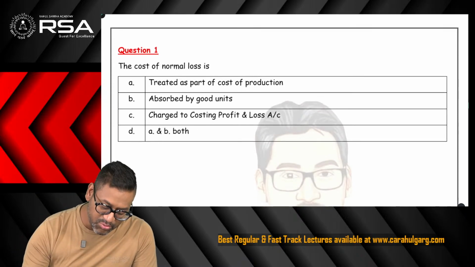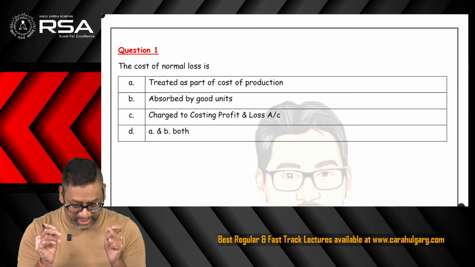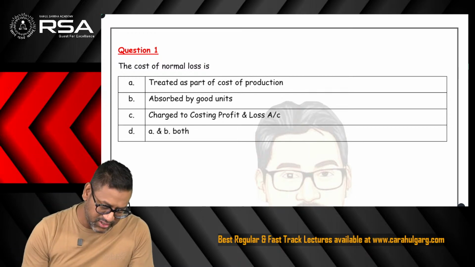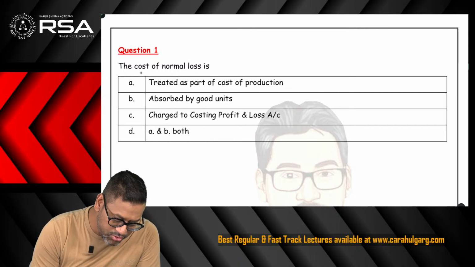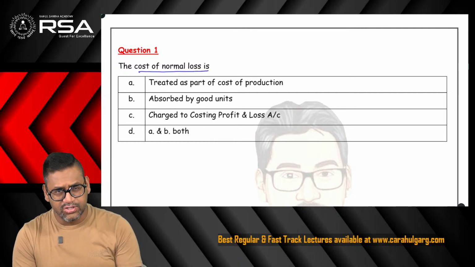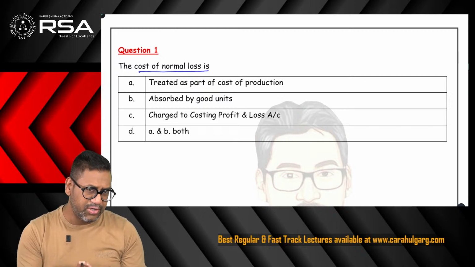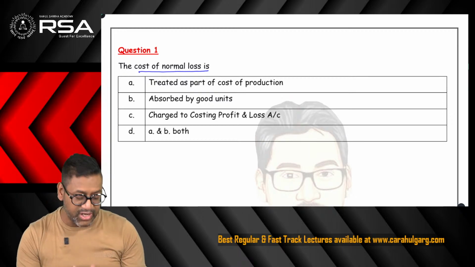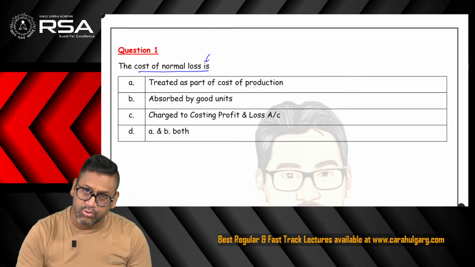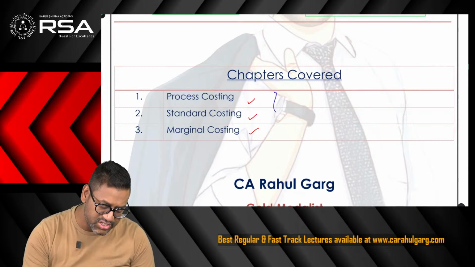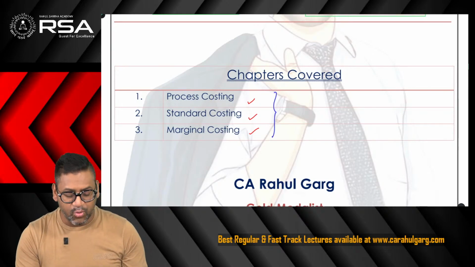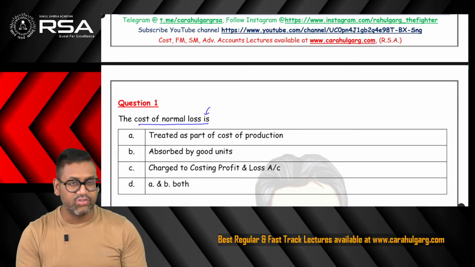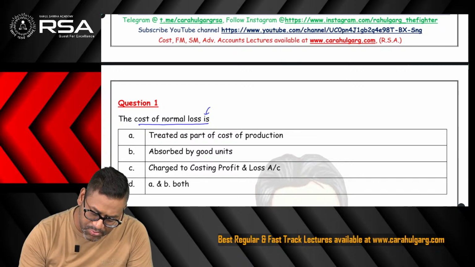Come on, Ji. Question number 1, guys. You should be ready to hit the correct answer, and you can also participate in the chat section by saying the correct answer. It says the cost of normal loss is... Which chapter is it talking about? When you are sitting in the examination, obviously you will not be able to tell first of all which particular chapter it is talking about, but we know that we are talking about these 3 chapters: process, standard and marginal. Out of these 3 chapters, if I have to pick the best one for this type of question, it will be process costing. But yet let us read the options.